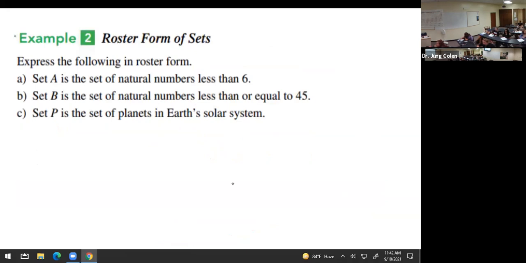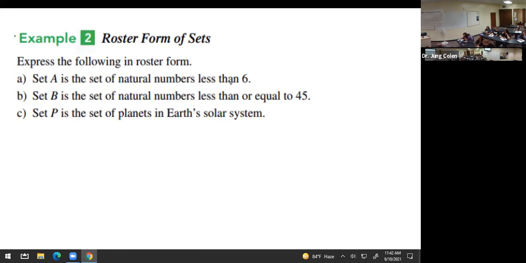Okay, now we can do some examples here. Roster form of sets. Roster form, we know that we need to list the elements, right? Okay, so on your notebook, please write set A with a capital letter is the set of natural numbers less than 6. Set B is the set of natural numbers less than or equal to 45. Again, this is roster form. You need to list all the numbers there.